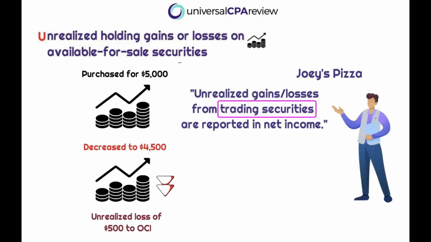So unrealized gains or losses from trading securities are not going to be reported in other comprehensive income. They're going to be reported in net income. It's only unrealized gains or losses from available for sale securities that will be reported in other comprehensive income. This is the U in our PUFIE mnemonic.